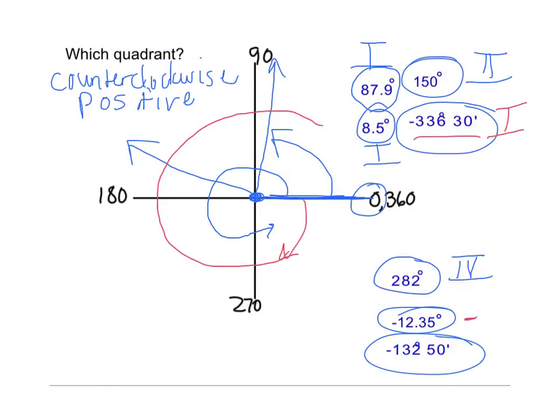Negative 12.35. If it were positive, it would be in the first quadrant, but it's not, so it's in the fourth quadrant. Negative 132, right? From here to here is 180. So 132 would be here somewhere. That would be the third quadrant.